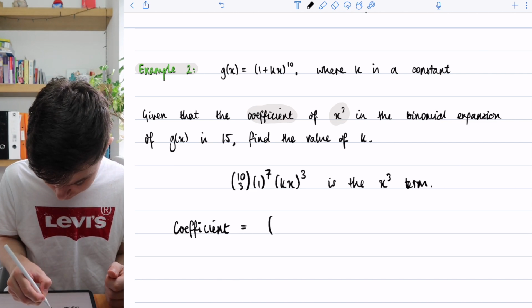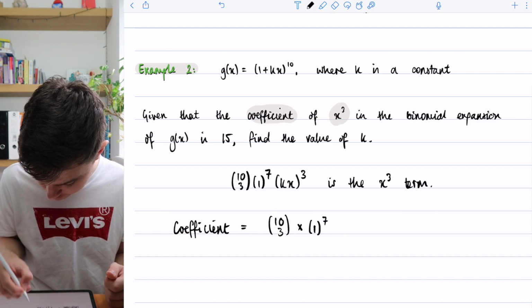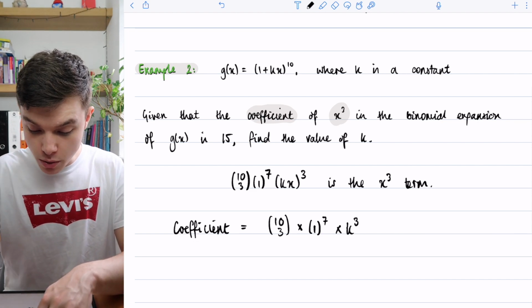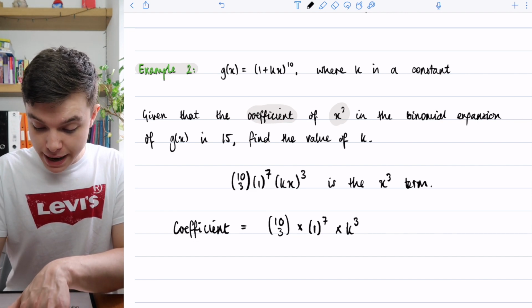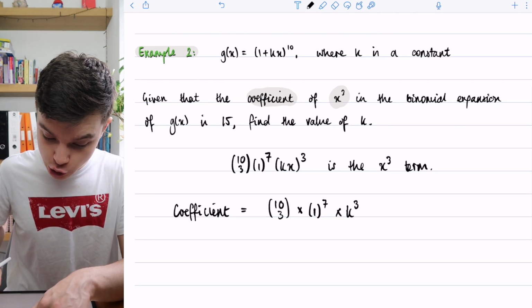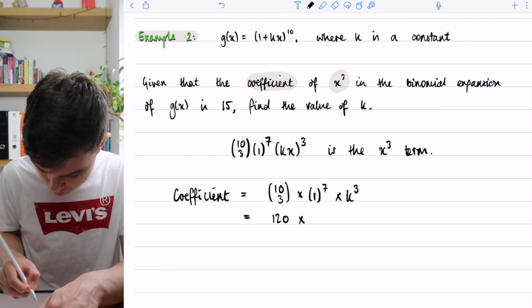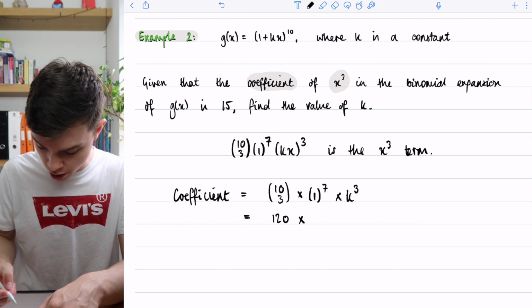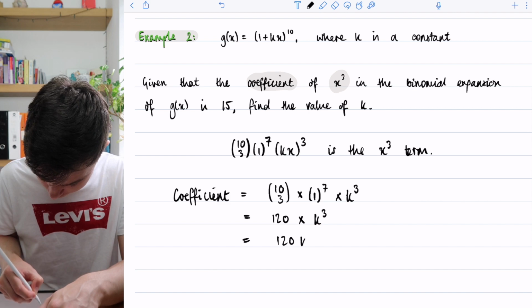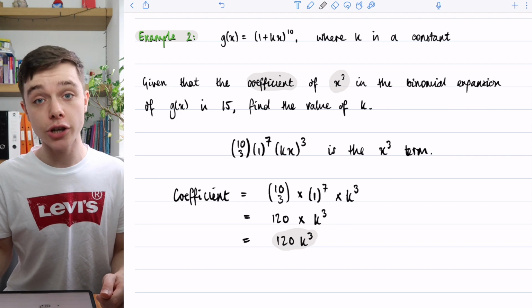The coefficient is 10 choose 3, multiplied by 1 to the 7, multiplied by k cubed. Now, I can do my calculation on this, and I'm just checking what 10 choose 3 is. I think it's 120. Yes, it is. So that's going to give me 120 times 1 to the 7. We don't need that, that's just 1. And then we've got times k cubed. So it's 120 k cubed. That is the coefficient of the x cubed term.